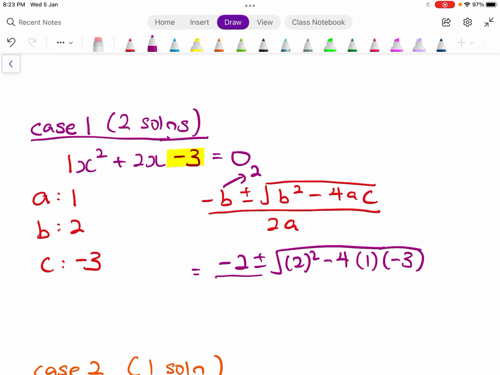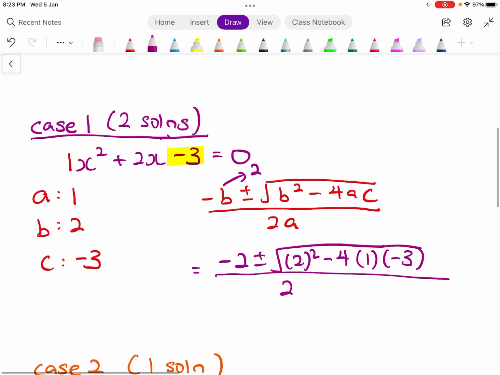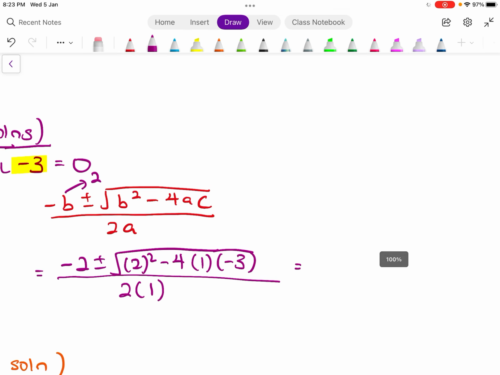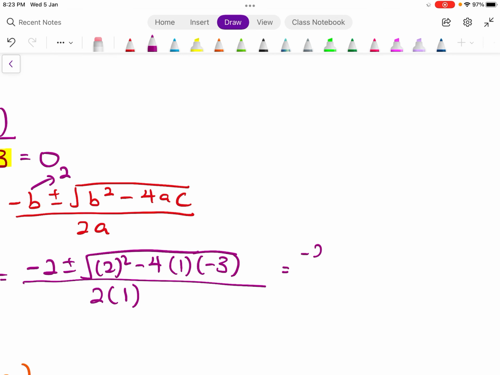Alright, so of course over 2a, right? So a is just 1. Okay, so now I use my calculator to solve. So negative 2, plus minus, so you just solve whatever that's inside the so-called square root. So you get 4 plus 12 over 2. Okay, so you'll get negative 2 plus minus square root 16, right?